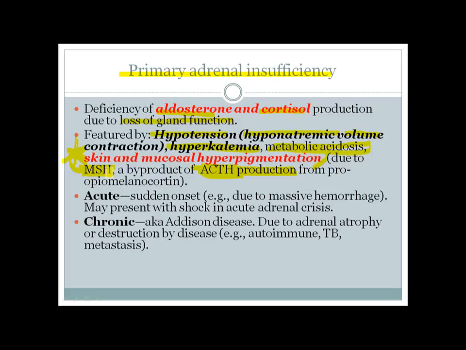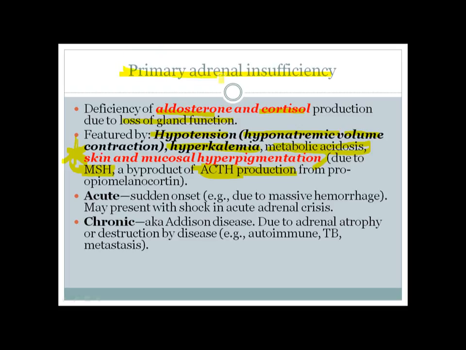And MSH, or melanocyte stimulating hormone, is a hormone which stimulates your melanocytes to produce melanin. So there will be excess production of melanin pigments, and there will be hyperpigmentation, especially in regions where you had some trauma before, like scars from trauma or scars from surgery, or pressure regions or knuckles. So those are the common areas, and also you can have hyperpigmentation in the pharynx or mucosa.